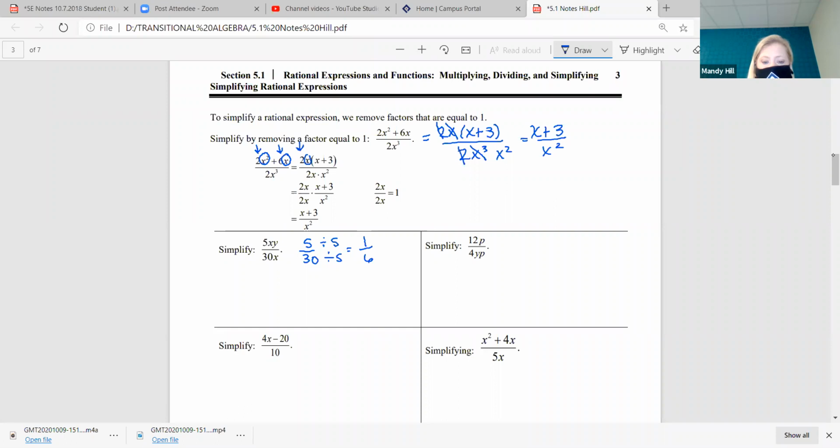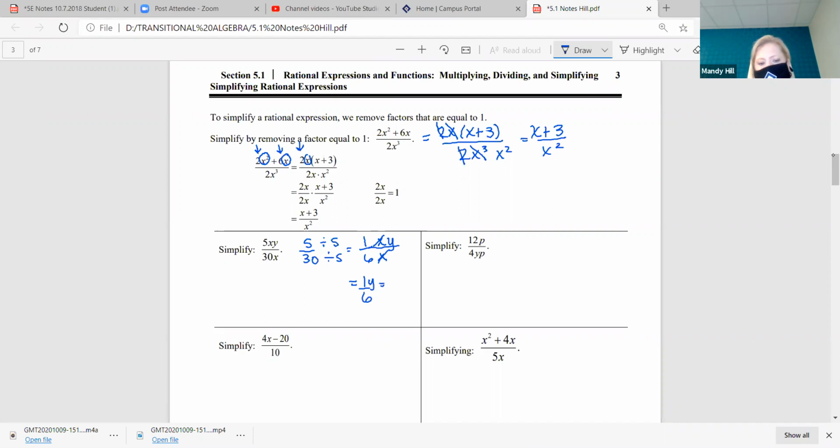Then I've got my variables. I've got an x, y on the top, and I've got an x on the bottom. Well, this x should cancel out with this x. They're exactly the same, which is just going to leave me with 1, 6y.